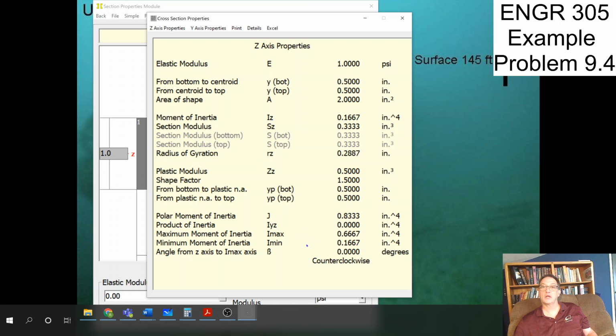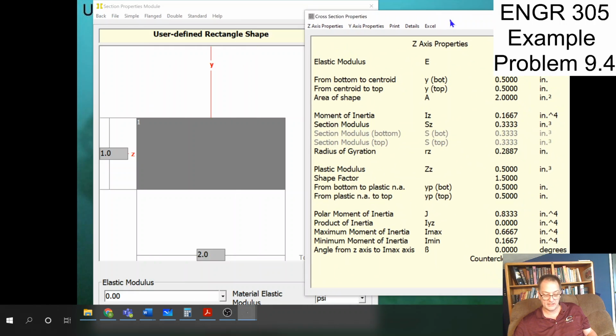So if I start working with those, do I understand what those are? It gave me Iz. Let's slide over here. The way I drew that, 2 inches wide, 1 inch tall. So that's going to give me the minimum value of I.